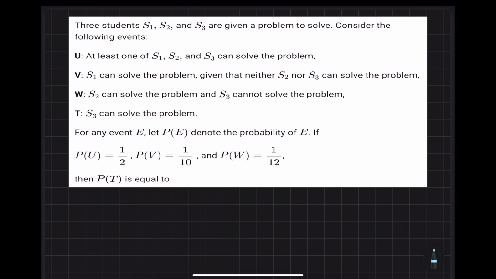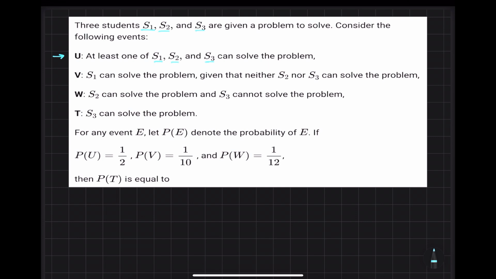So, we got a wholesome new problem which says three students S1, S2, and S3 are given a problem to solve. So, we have given a problem to three students who are solving a particular question. Okay, consider the following events. Now, you have to consider these situations. So, what does U represent? At least one of S1, S2 and S3 can solve the problem.